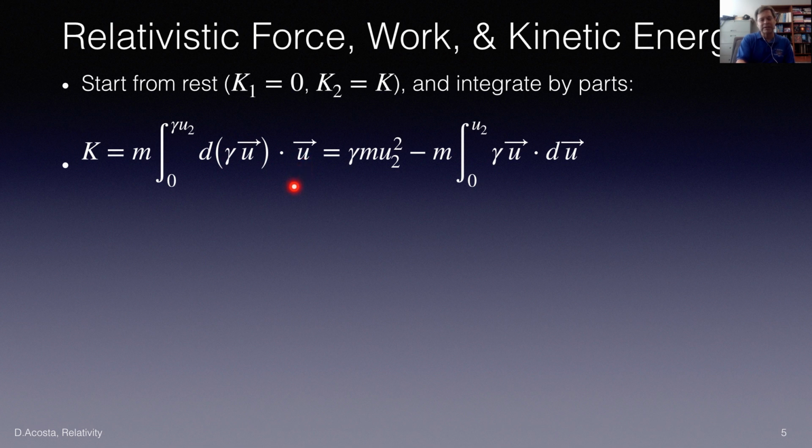And then we're going to integrate that from rest. So the speed would be 0, the velocity would be 0, and gamma times the velocity in the final point would be gamma u2 here. And we can integrate this by parts, because I've got a piece here that depends on u and a piece that depends on the differential of some vector, d gamma u.